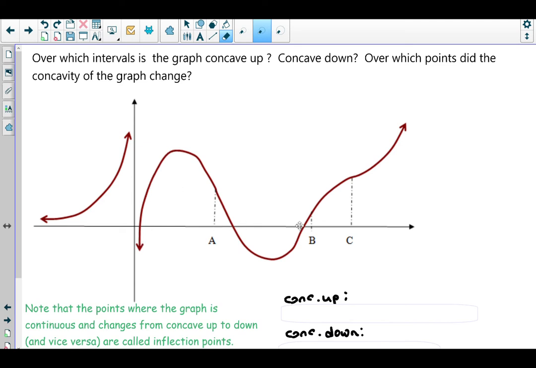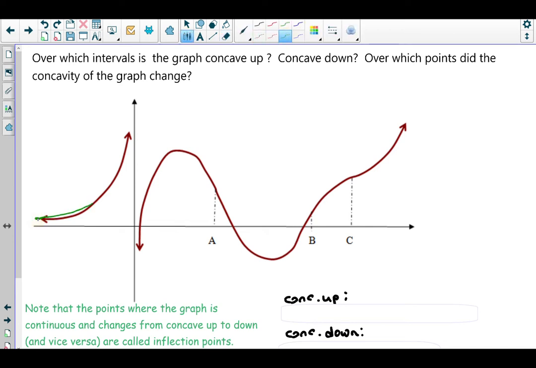Then from a to b, approximately, the graph is concave up. Between b and c, again, it turns inwards, it's concave down again. And between c and infinity, the graph turns slightly upwards, it's concave up again. So we have to give the intervals of where it's concave up. Again, these intervals are typically provided over the x values.